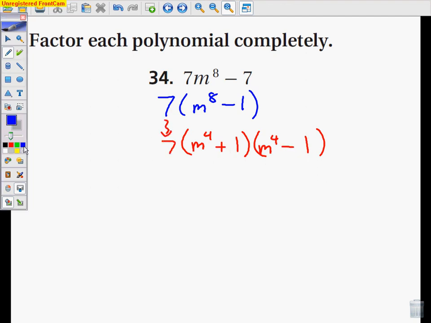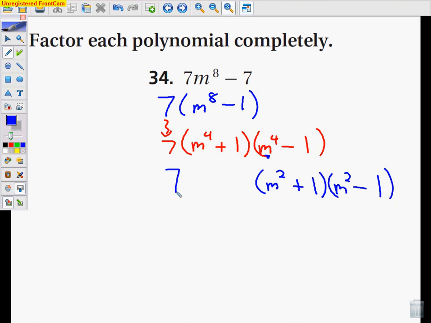Now be careful because you're not done. Because look, you got another difference of 2 squares. So I'm going to put my parentheses in there. The square root of the first one is m squared, so that goes in the first position. The square root of the last one is 1. That goes in the last position. 1's a plus, 1's a minus. And I'm just going to bring down all of this other stuff that I had before. Alright? Now, once again, be careful, because again we have the difference of 2 squares.